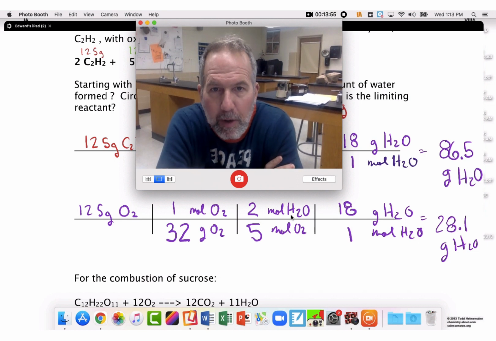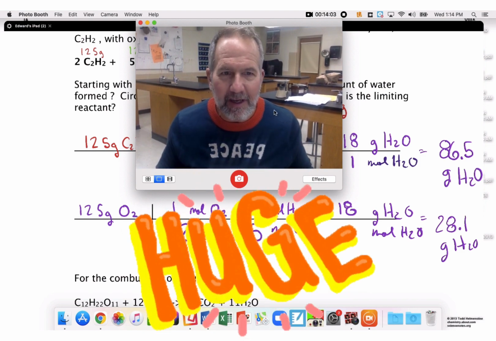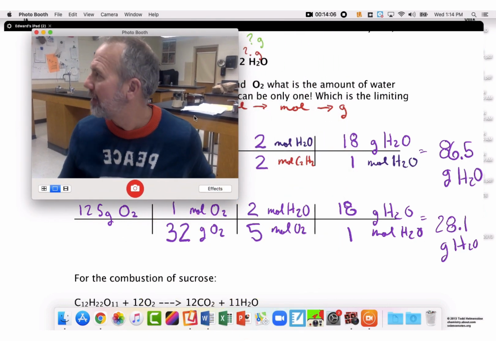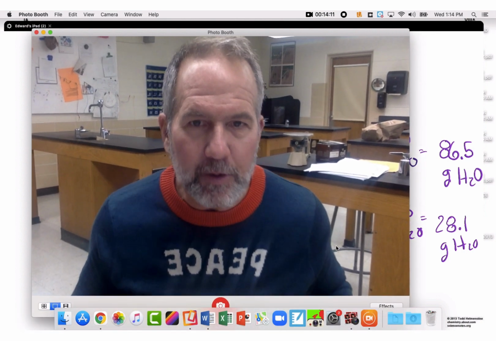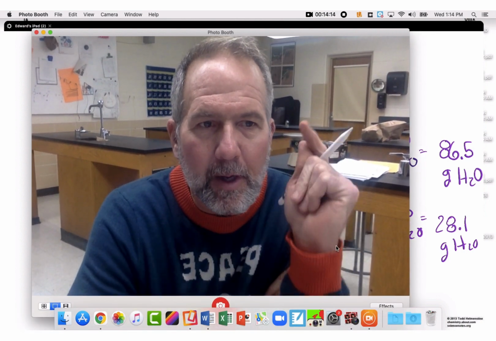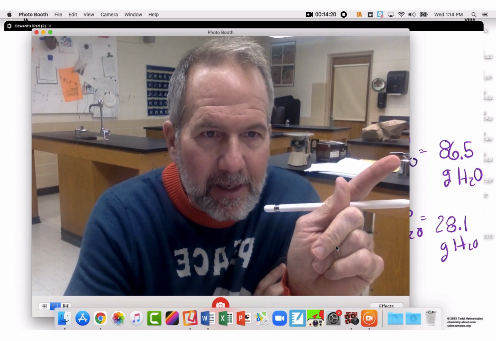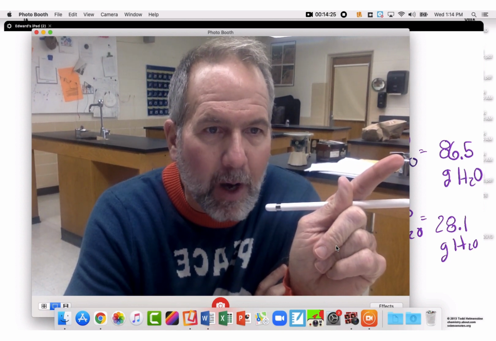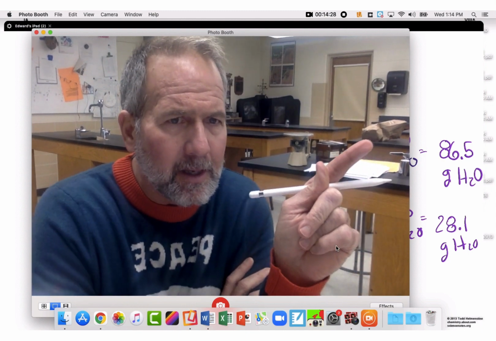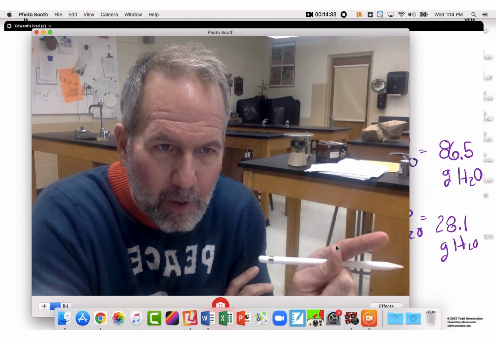Most important part of the whole entire problem is right now. So do not look away. This is huge, okay? So what we're going to do is look at those two numbers, right? Those are the amounts of water that can form. The top one was from the acetylene. The acetylene can form 86.5 grams of water. That's a lot. The oxygen can only form 28.1 grams of water, right?